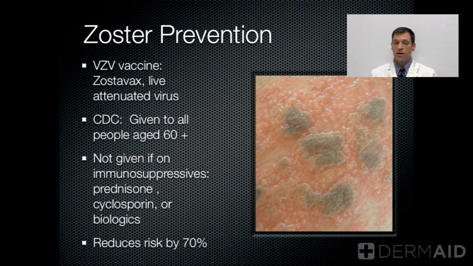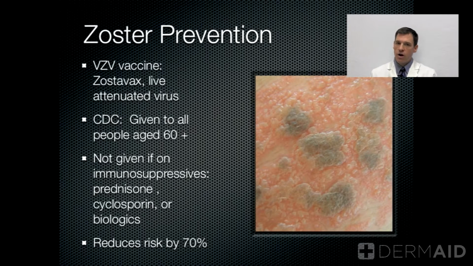Zoster prevention. Well, there is a vaccine known as Zostavax. It's a live attenuated virus. So that means it's the varicella virus, but it's a weakened form. The CDC recommends that all people age 60 and over receive the Zostavax to prevent zoster.